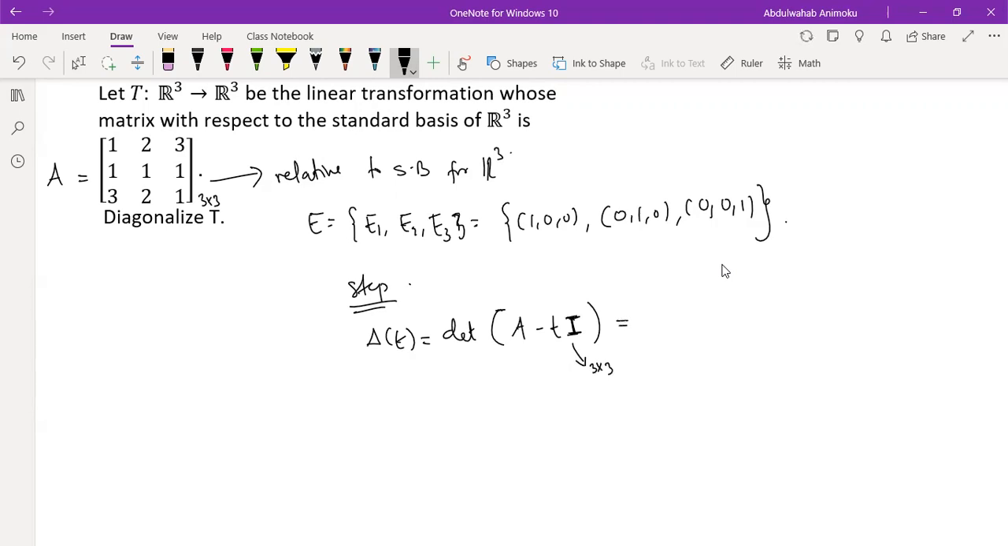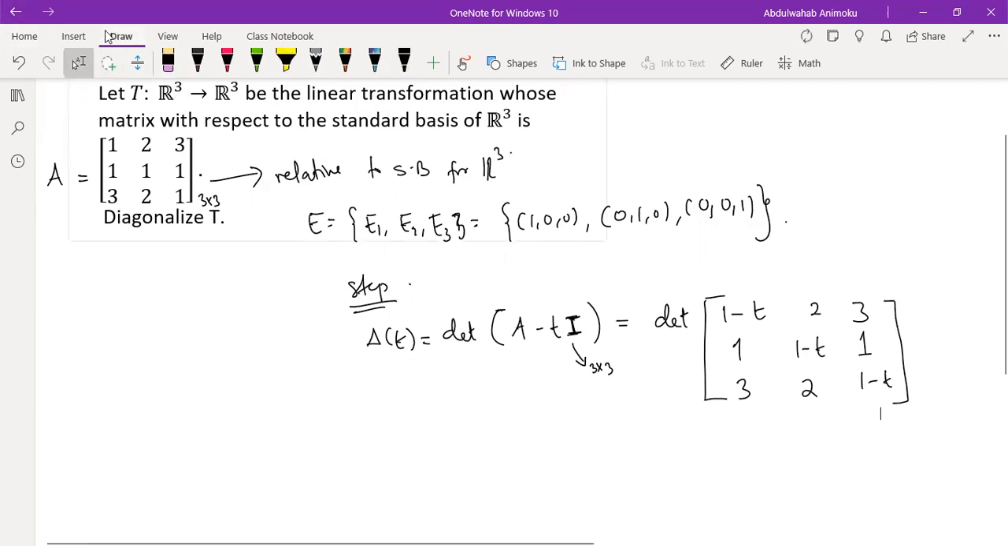Now, if you do this correctly, all you need to do is to subtract t from the diagonal. So 1 minus t, 2, 3, the other one is 1. The diagonals will just be subtracted. t will be subtracted from the diagonals. So this is what you have.